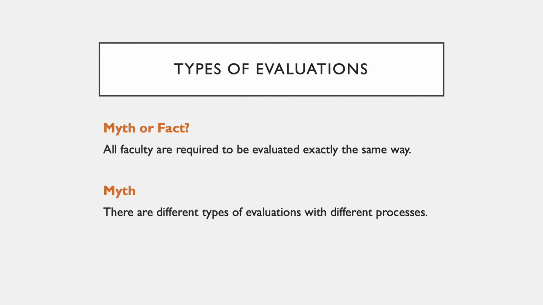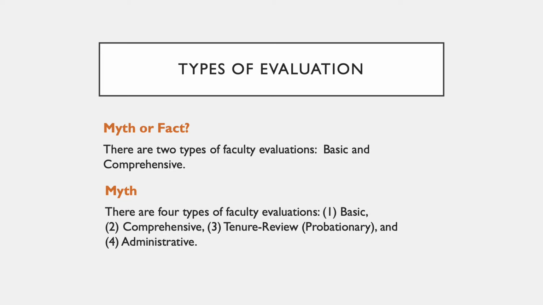So, myth or fact? All faculty are required to be evaluated exactly the same way. That's actually a myth. So there are different types of evaluations with different processes. If you look in the appendices, you'll see different forms for the different types of evaluation. Another myth or fact, there are two types of faculty evaluations, basic and comprehensive. That is actually only two of them. There are 4 types of faculty evaluations. There's a basic, a comprehensive, tenure review, and administrative.